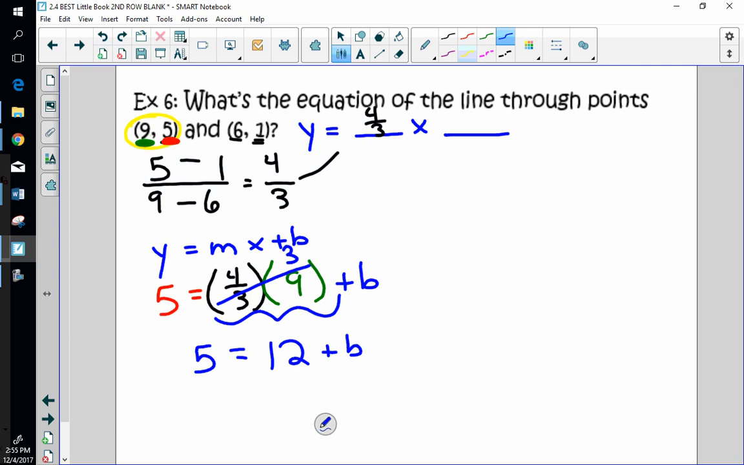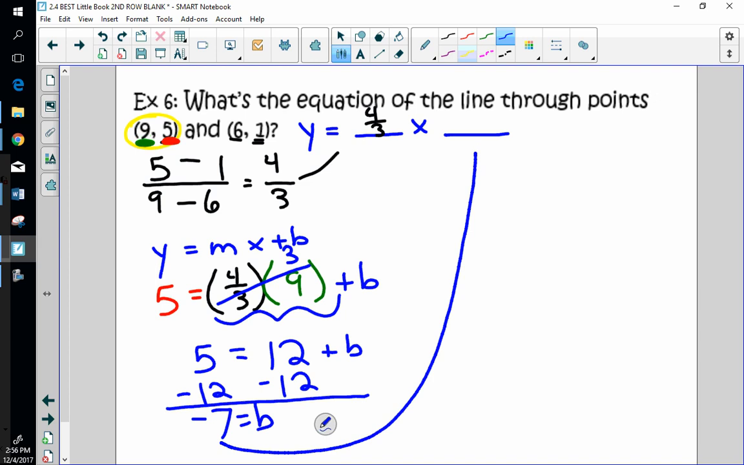Next step, solve for b. So subtract 12 from both sides. And 5 minus 12 is -7. That's what we found for b. So that's what goes in the blank. And remember, y equals 4/3 x minus 7 is our final answer.